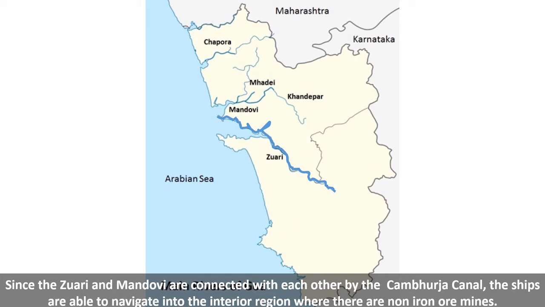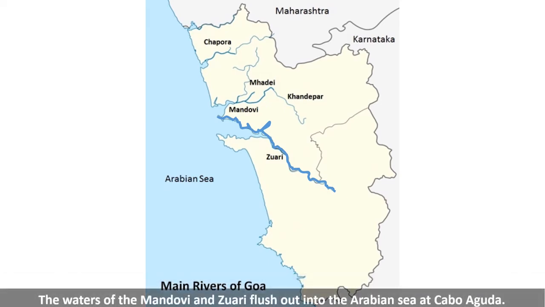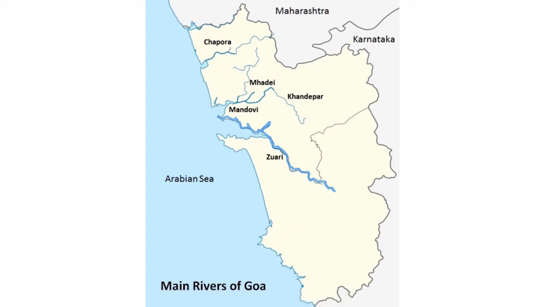Many of these rivers flow westward into the Arabian Sea from the Sahyadri mountains. These rivers have wide valleys that cut through the Sahyadri and are navigable all year. Ships travel into the interior areas where there are iron ore mines because the Zuari and Mandovi are linked by the Cumbarjua Canal. At Cabo Aguada, the Mandovi and Zuari rivers meet and flow into the Arabian Sea.